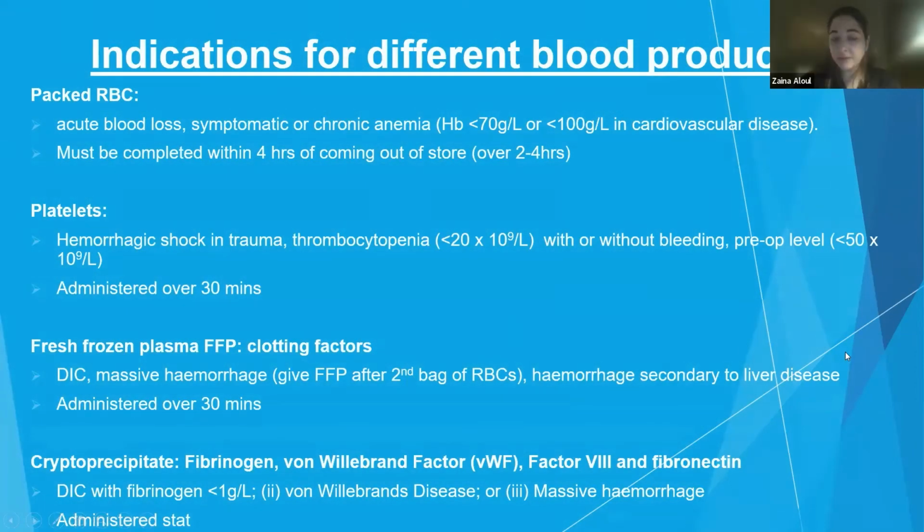So there are different types of blood products, each with a different indication. Packed red blood cells are usually given for people who have symptomatic or chronic anemia, so kind of like how we discussed before, hemoglobin level less than 70, or people who have cardiovascular disease and that threshold is less than 100 grams per liter. They can also be given in acute blood loss, and packed red blood cells are usually administered within 4 hours of coming out of store. So somewhere between 2 to 4 hours is typical for packed red blood cells.